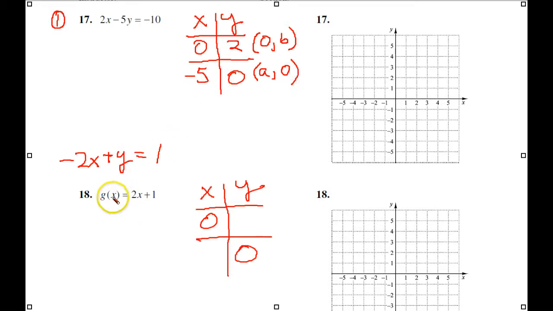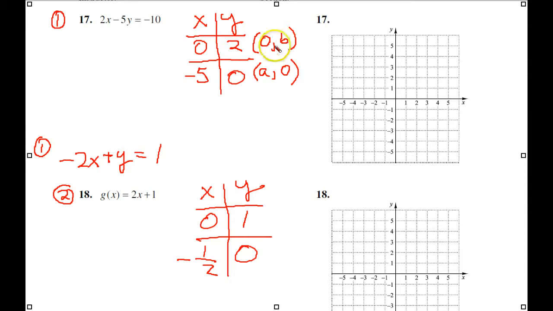And here this was in Formula 2 form, slope-intercept. So I move the positive 2x to the other side. So now it's in standard form. And if x is 0, y is 1. And if y is 0, now this is a little tricky. This is going to be a -1/2. Or you can think of it as -0.5. That would be okay too.